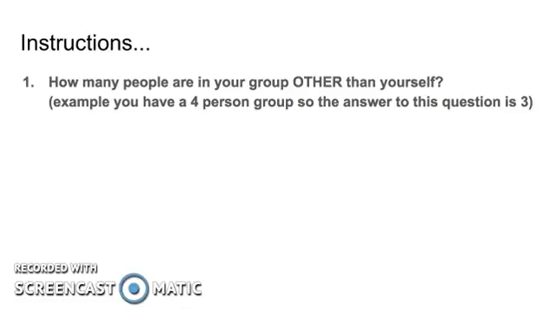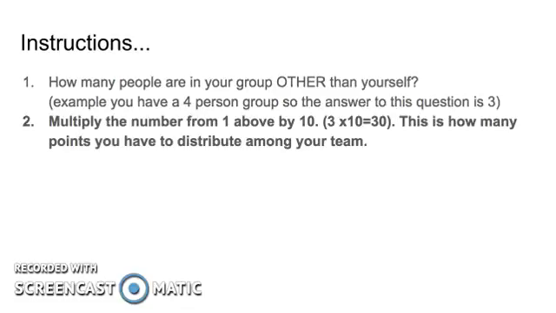Here are the instructions. First of all, you need to figure out how many people are in your group other than yourself. Really easy. For most of you, it's going to be 3. There's one group that's going to be 2, but in any case, how many people are in your group? The second thing that you need to do is multiply that number from number 1 by 10. So if you have 3 people in the group other than you, that would be 30. This is how many points you're going to distribute amongst your team members.